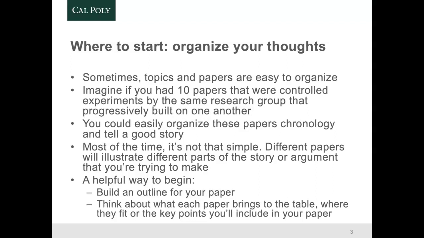Imagine if you had 10 papers that were controlled experiments by the same research group that progressively built on one another. That would be an ideal setting. However, this isn't typically the case. So it would be great if we had these 10 papers, and they were all the same study design. In terms of experimental studies, they found maybe that walking was beneficial for glucose levels, and then they compared walking to running, and then they compared walking to running to weight training. That would be a really nice logical flow to describe how the research was built upon.